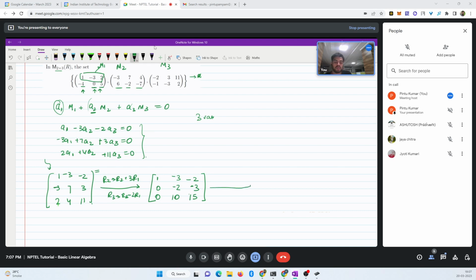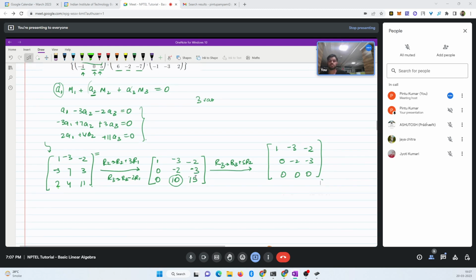Okay. So now what we can do is we want to make this entry 0. So we can do R3 goes to R3 plus 5 times R2. What does that give us? 1, minus 3, minus 2; 0, minus 2, minus 3; 0, 0, 0. Okay. So we now have two relationships. This means we'll get some non-zero A1, A2 and A3, right?